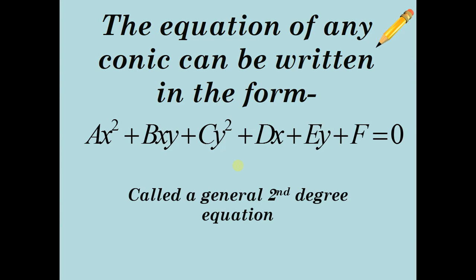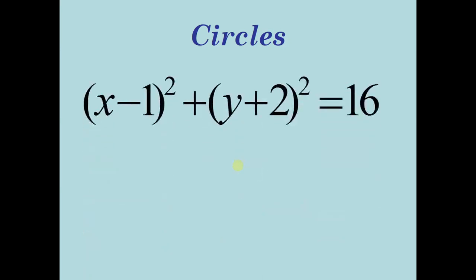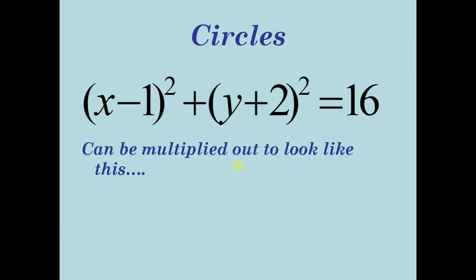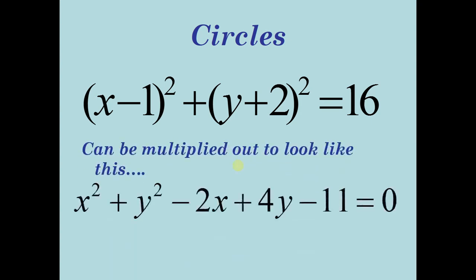So a lot of times we're going to need to know, how can I make that really long equation something useful? So circles, normally they look like this. This was a circle that would have a center of (1, -2) and a radius of 4. Well, if I multiply that all out, it would actually look something like this: x squared plus y squared minus 2x plus 4y minus 11 equals 0. So the bottom equation is equivalent to the top equation. Notice though, guys, that it's tricky to see that, right?